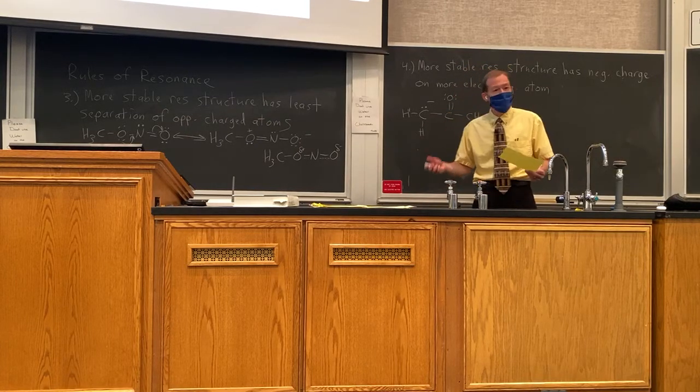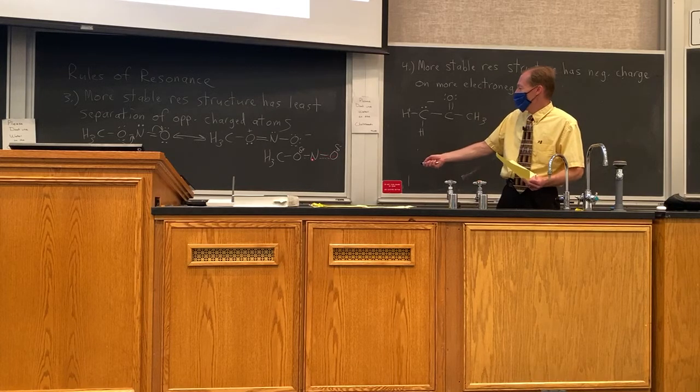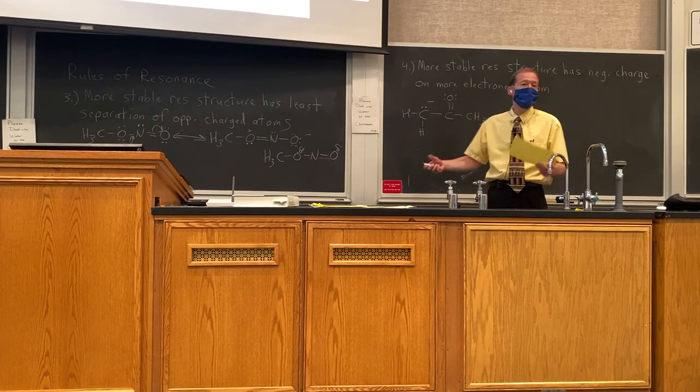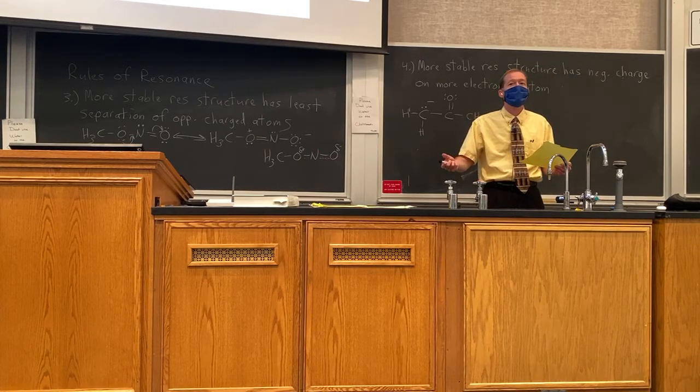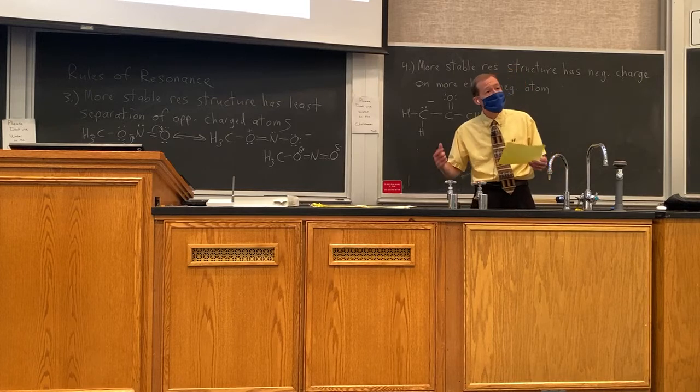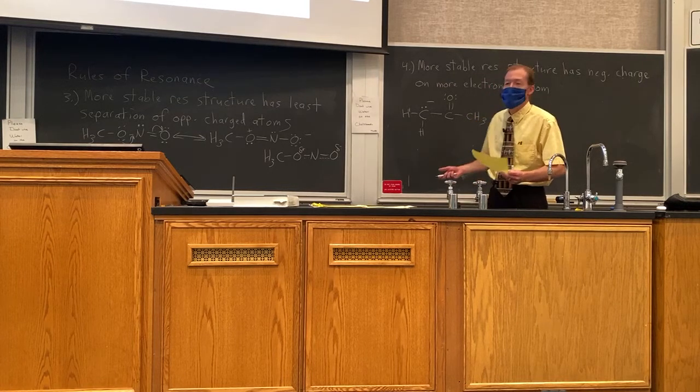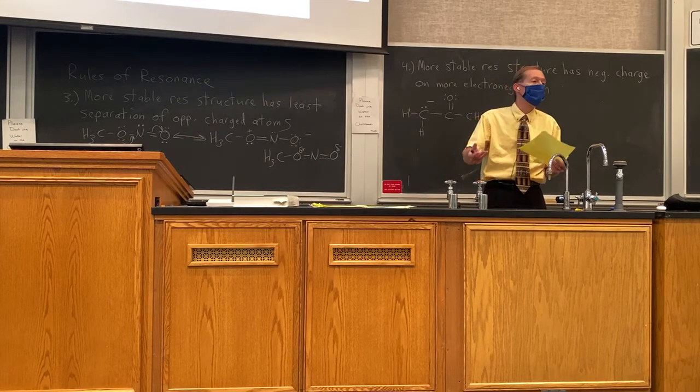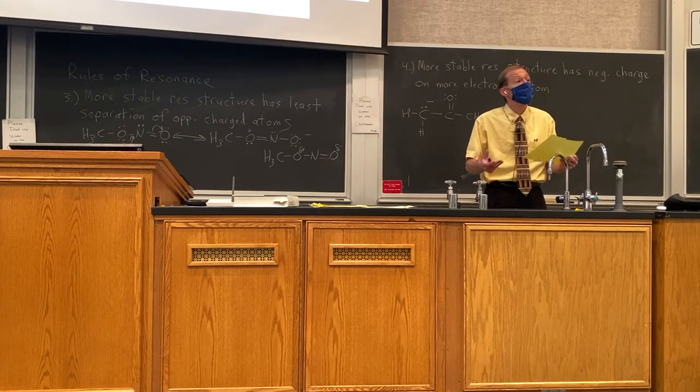So now you should be able to answer the other question. This bond here, is it closer to a single bond or a double bond? That one's going to be closer to a double bond. So this bond order, if we were going to number it, would probably be somewhere on the order of 1.9, very close to that of a double bond.